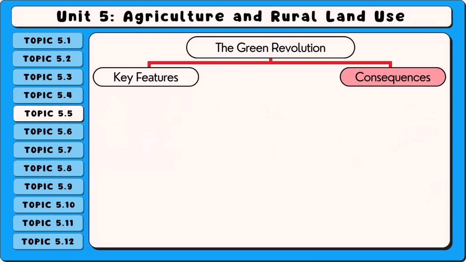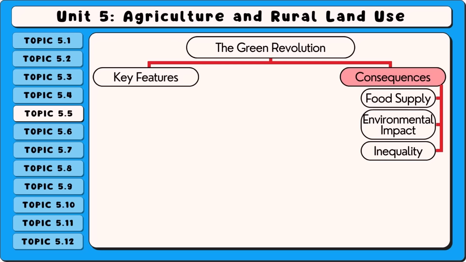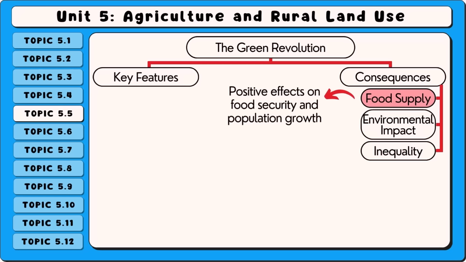The AP Human Geography curriculum also requires that you know the positive and negative consequences of the Green Revolution. In this section, we will examine 3 areas of impact: positive effects on food supply, negative environmental effects, and unequal access to the benefits. The first impact was positive effects on food security and population growth.